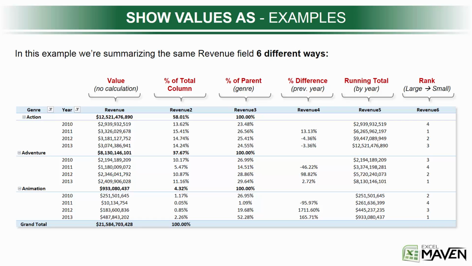And then you've got other options like the percent difference from, which is a perfect way to look at year-over-year percent changes without doing any manual calculations on your own. You can look at running totals each year. You can add rank values, which will assign a ranking either large to small or small to large based on certain values. So I'm going to dive into a bunch of these different calculations with actual hands-on demos, but for now just keep in mind that these show values as options are incredibly valuable tools for unlocking hidden insights within your data.